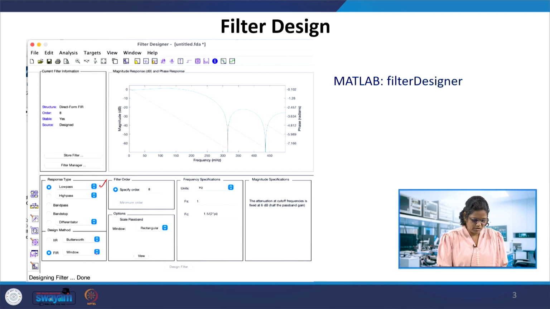Choose the FIR window method and specify the order. N is 9 over there, so the order is N minus 1, and I specified it as 8. For the window type, you can choose the rectangular window, Hann or Hamming or whatever. To verify the coefficients, we have taken the rectangular window, with unit hertz, cutoff frequency 1.5, that is omega c radians per second. So 1.5 by 2 pi is put in, and the Fs is 1. From this, it shows the cutoff attenuation at the cutoff frequency fixed at 6 dB, half the passband gain, in the tool.